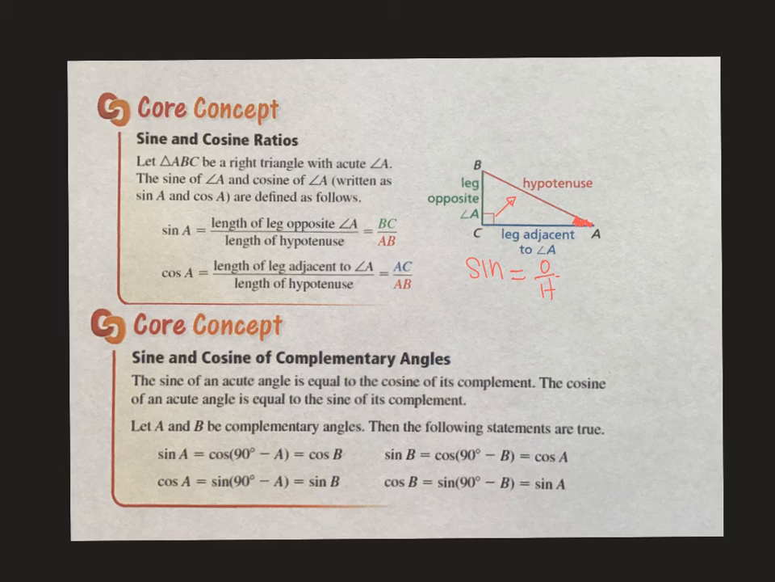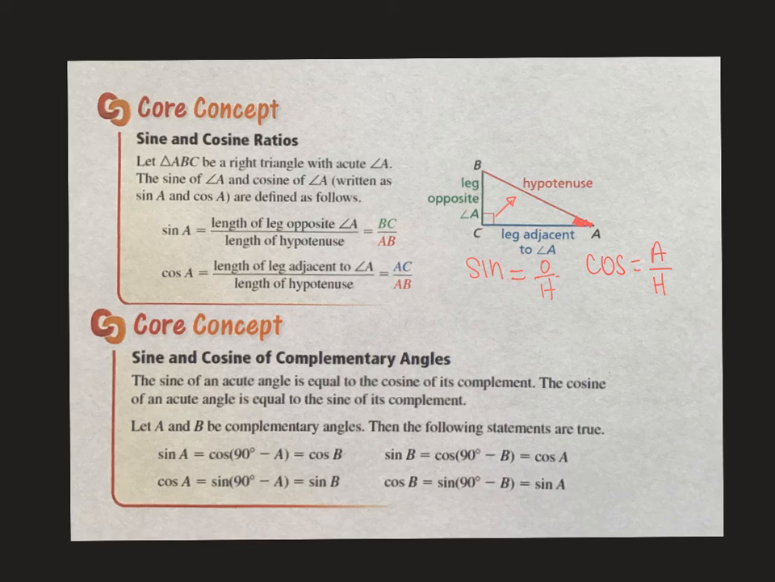And then cosine is going to be the adjacent leg over the hypotenuse leg. Okay, so sine is opposite over hypotenuse, cosine is adjacent over hypotenuse. We do those the same way that we did tangent.